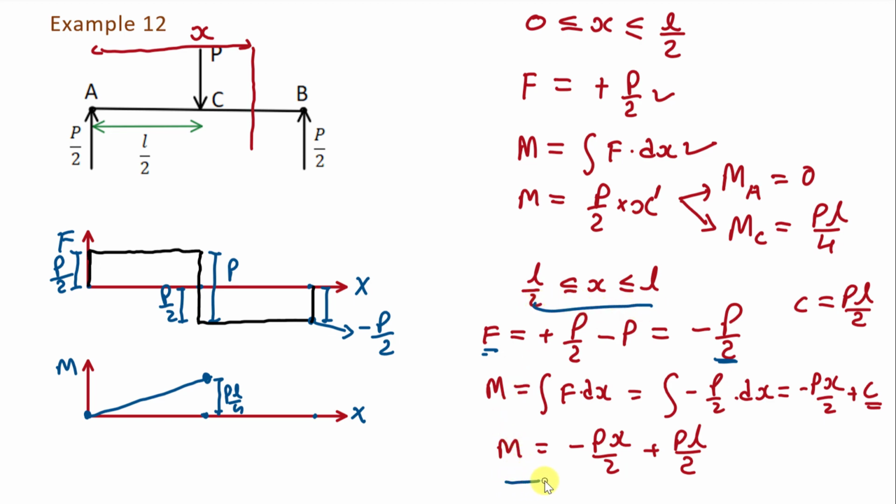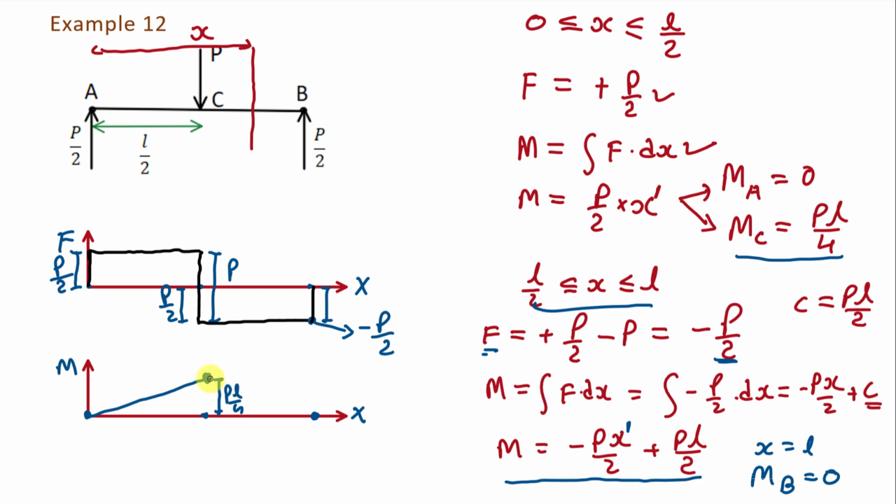In this second interval, the value of bending moment M is minus Px by 2 plus PL by 2. Here you can see that the power of x is 1, so this is the equation of a line. And to draw a line, we need 2 points. First point will be at point C. At point C, the value of bending moment is PL by 4. That is this point. And at point B, x will be equal to L. And if we put L instead of x here, then the value of bending moment M at point B will be equal to 0, because here minus PL by 2 plus PL by 2 will be equal to 0. So we will get this point.